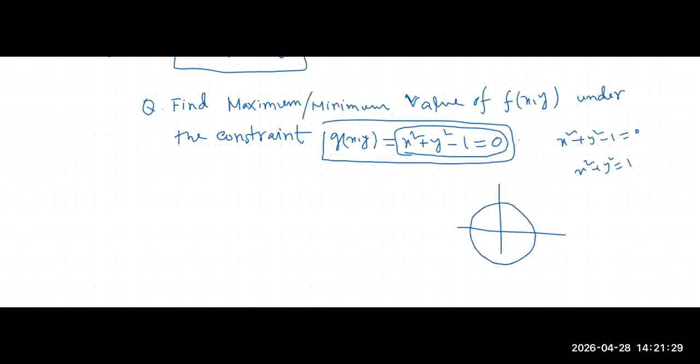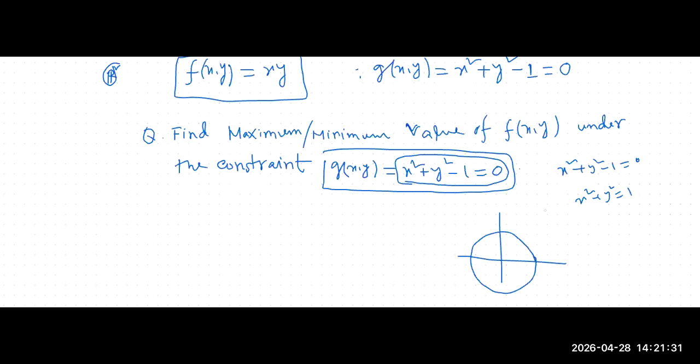So the question is, since we need to maximize our function f of x comma y under the restriction, or under the constraint x square plus y square minus 1 equal to 0, that means for which value or values on this circle our functional value of f of x comma y is maximum, or for which value or values on this circle our functional value f of x comma y is minimum.